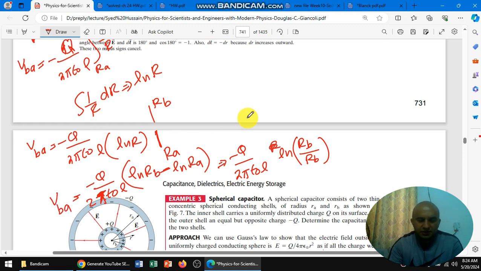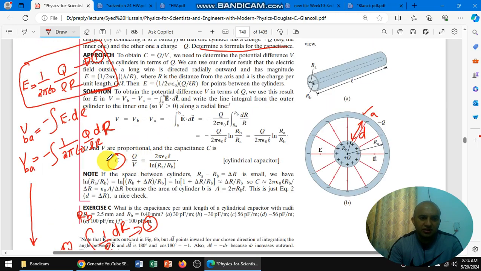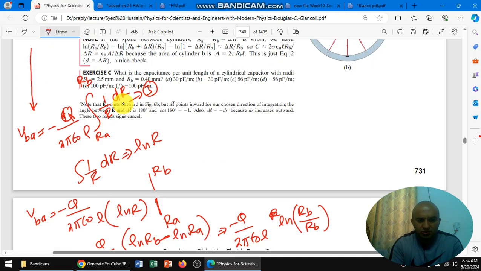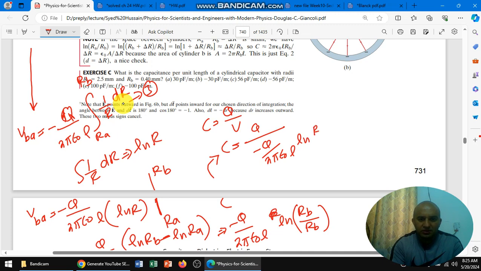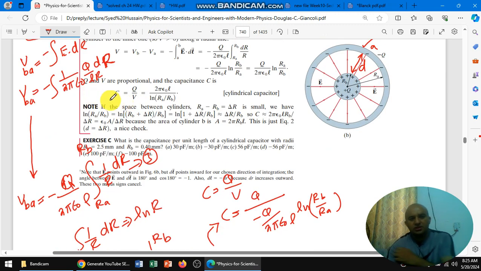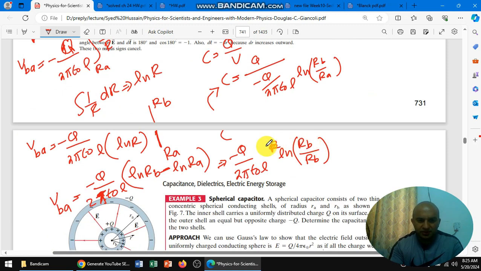But we need capacitance. So capacitance can be found by using the formula C is equal to Q over V. Now solve from here. C is equal to Q over V, so the potential is minus Q over 2 pi epsilon naught L log of RB over RA. Now we can remove the negative sign by reversing this logarithm. If I remove this negative sign from here, it is better, so negative will become positive.